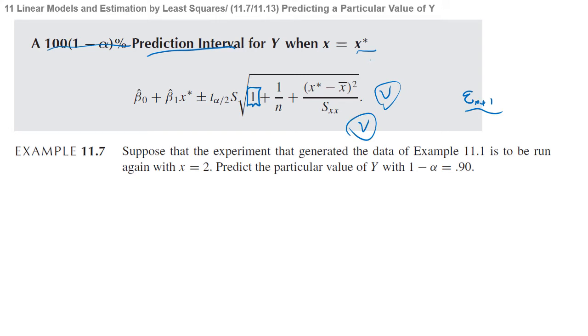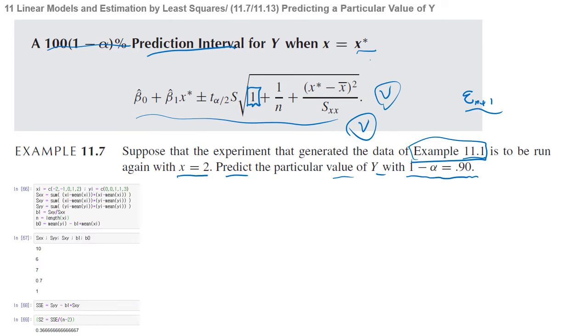to calculate the confidence interval. Okay, let's move on to example 11.7 to see how we can use this formula. Suppose that the experiment that generated the data of example 11.1, again we are using data from example 11.1, is to be run again with x equals 2, predict the particular value of y with 1 minus alpha equals 0.9. And this time, we want to predict the future observation at x equals 2. So we need to use this formula, and so the calculation using R is as follows.